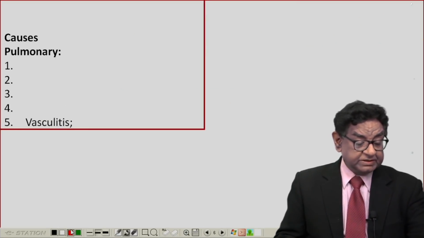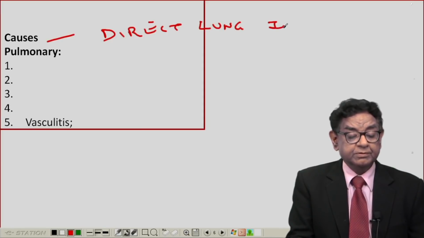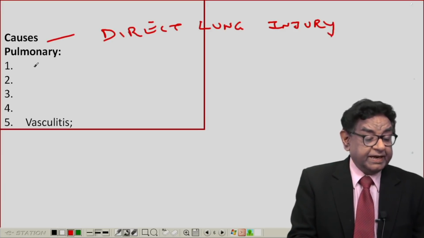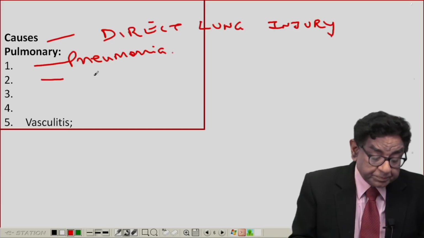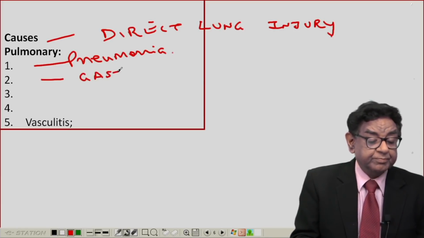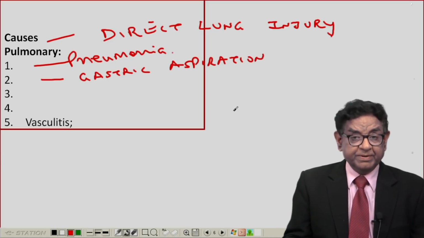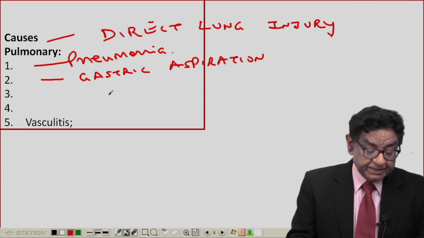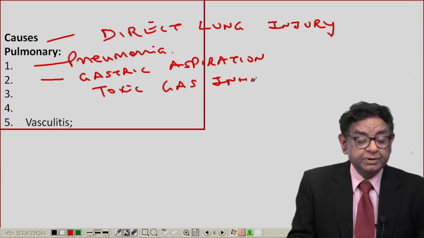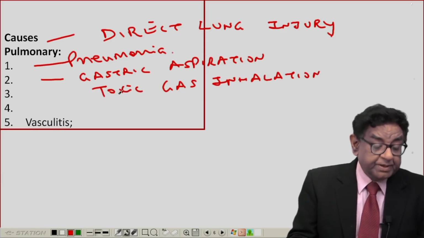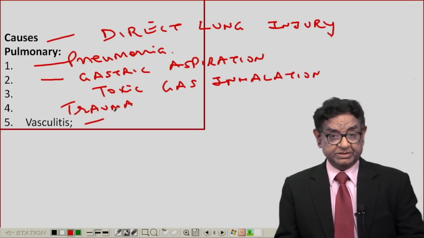Well, what are the causes? Causes can be due to direct lung injury. In the pulmonary category, it could be pneumonia. It could be gastric aspiration. It's very common in GERD, or maybe after surgery, after anesthesia to be more precise. Toxic gas inhalation. Maybe lung trauma. And of course, vasculitis can cause this problem.